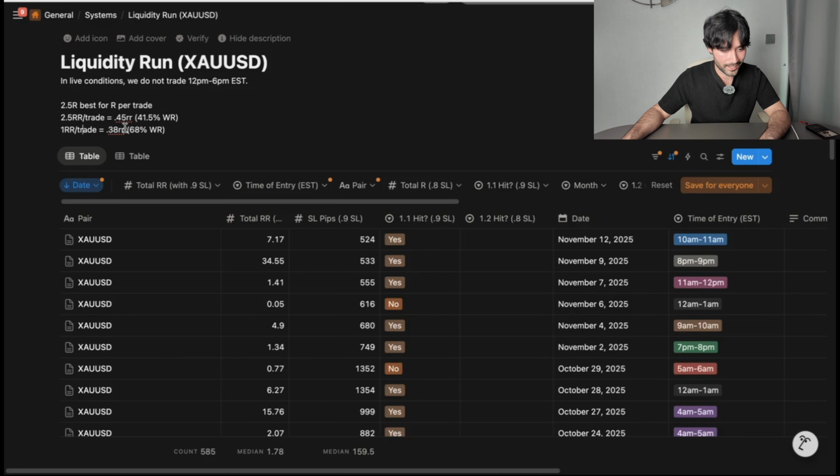But if we come back to the data here, again, at 2.5R, we have a 41.5% win rate, which is quite excellent, which equates to 0.45 RR per trade, followed by the previous 1R model I was using had a 0.3 RR per trade with a 68% win rate. And for some of you guys, it might be a no-brainer to go with the higher RR per trade system versus the 1R with 0.38 RR per trade. But what's important to understand is that the higher win rate we have, the less losers we are taking, which allows the account to compound faster.